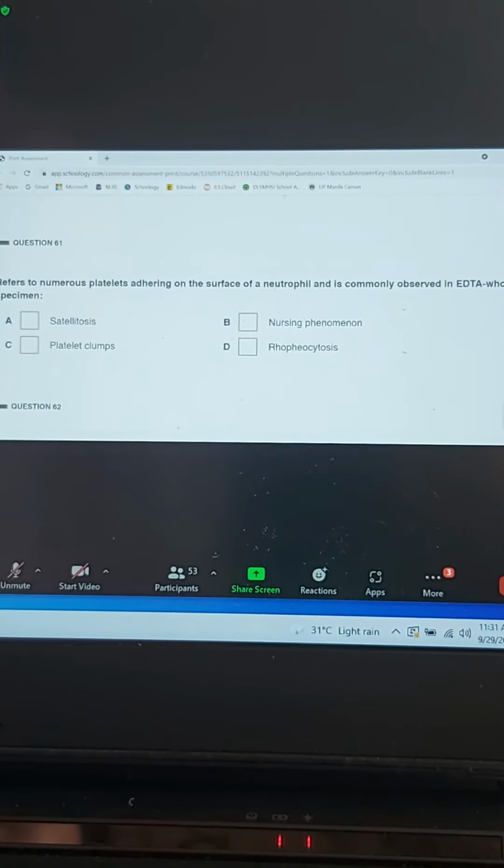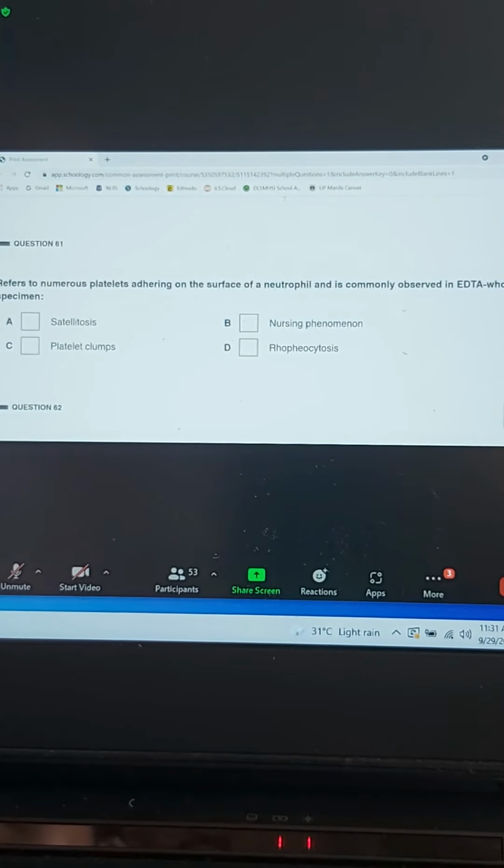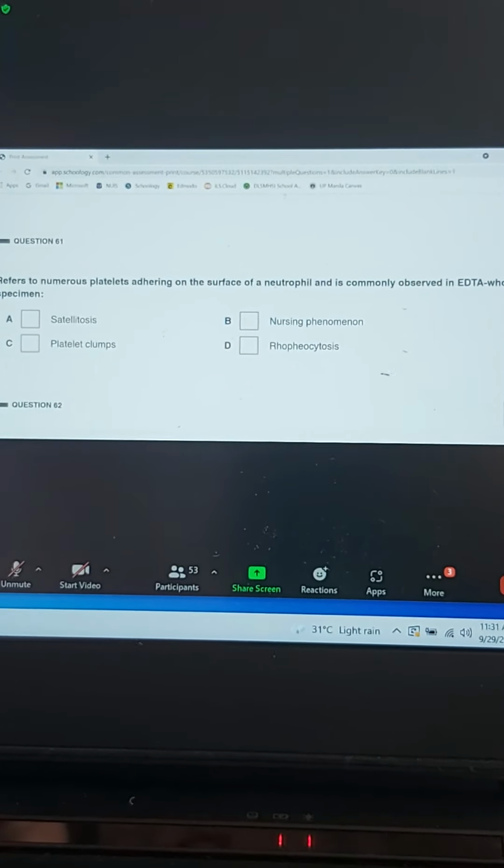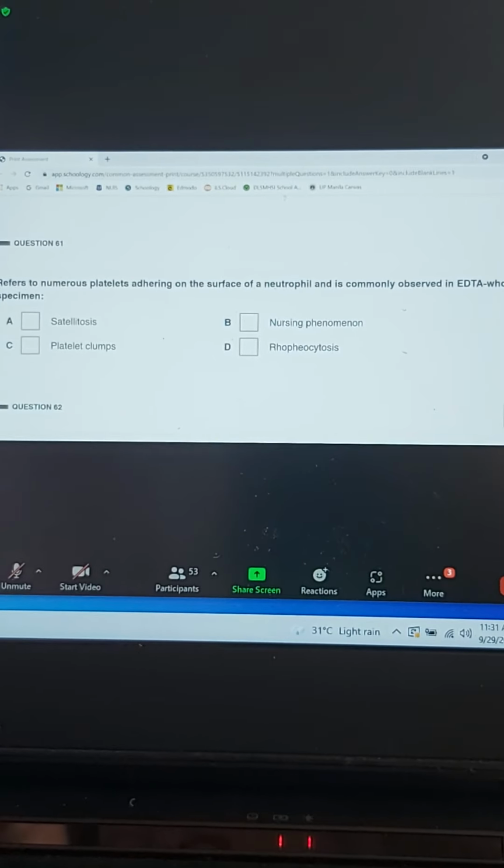Alright, so going back. So satelitosis, ayun yung na-observe natin siya sa mga EDTA whole blood samples. Of course, that's not platelet clumps, kasi yung platelet clumps, it does not involve your neutrophil. Have you heard of the term rofeocytosis in your HEMA 1 before? Have you heard of this? Or na-encounter nyo na itong term na to?